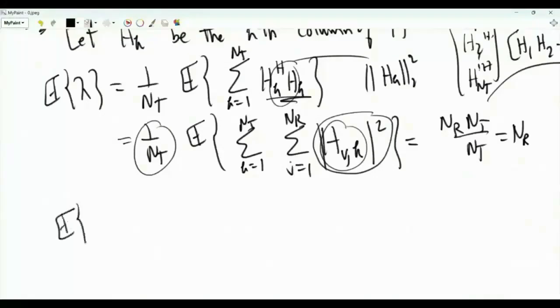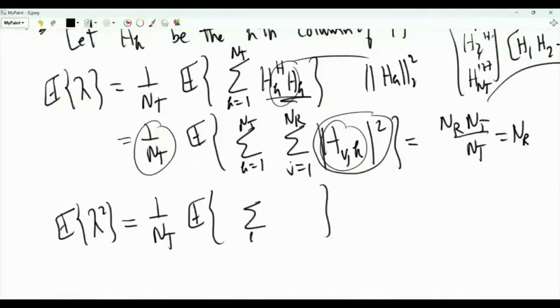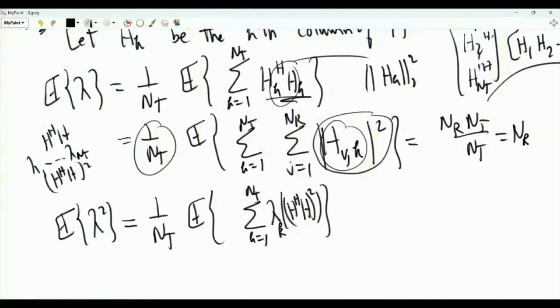Now we have a bit more difficult task, which is to obtain the second moment. What is lambda squared? But we will use the same trick. This is 1 over nt, and then we have the expectation of a sum k from 1 to nt, lambda of H Hermitian H squared, and this is lambda k. In other words, suppose that we have matrix H Hermitian H, and its eigenvalues are lambda 1, lambda 2, all the way to lambda nt. What are the eigenvalues of H Hermitian H squared? Those will be lambda 1 squared all the way to lambda nt squared. If those eigenvalues are unordered, they are identically distributed, and the expectation of one of them is simply the expectation of the sum divided by their number, which is nt.